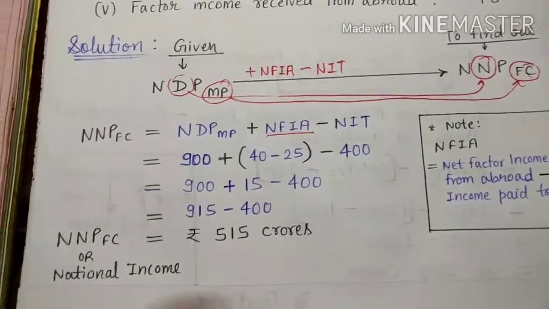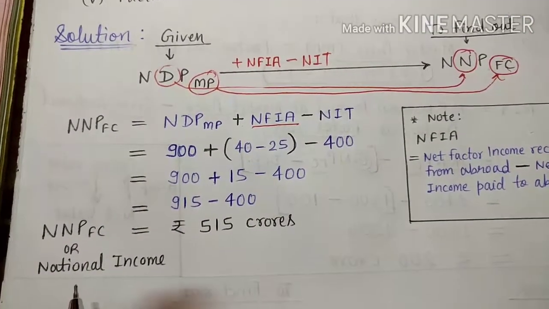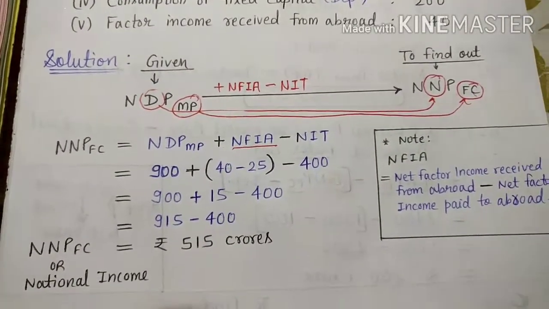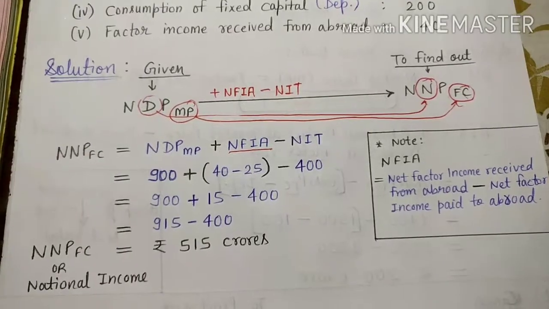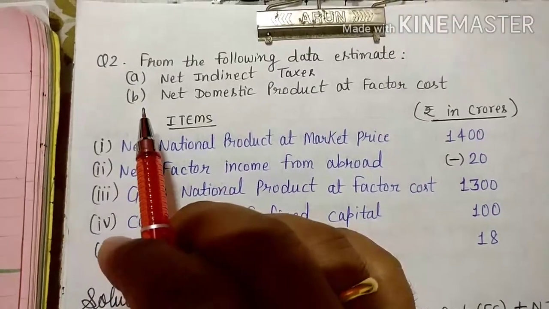I hope it is clear to you. This is NNP at FC, also known as national income. So next, move to our second question. Now just check the second question.